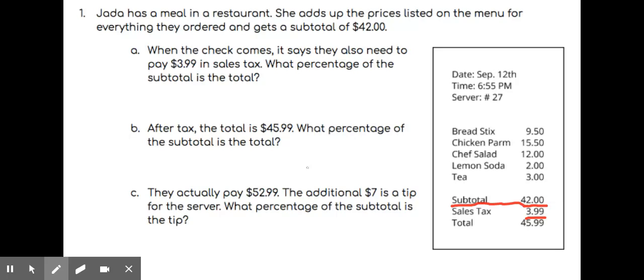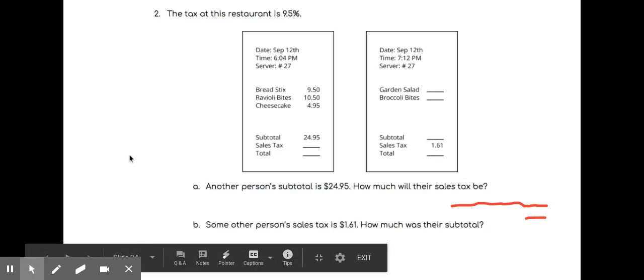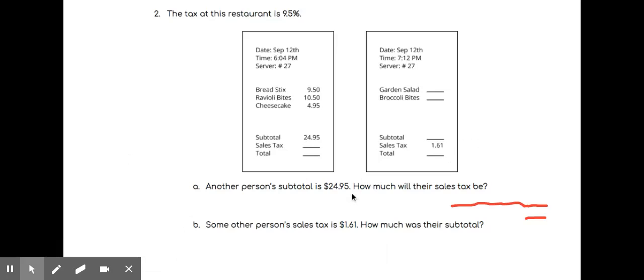So I'm going to set a timer for 5 minutes. You're going to work on question number 1, as well as question number 2. Read your questions, really think about your proportions, and we'll go over them in just a minute.